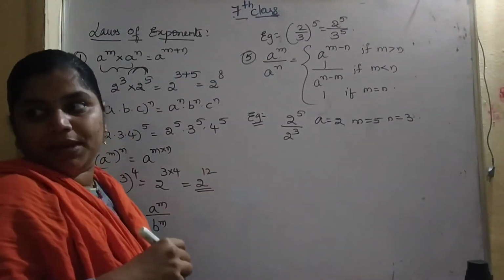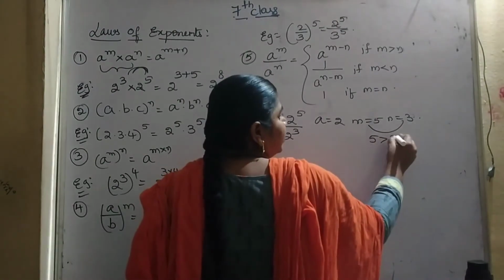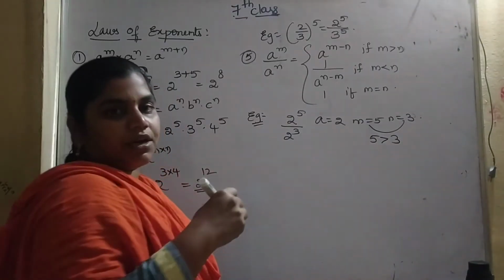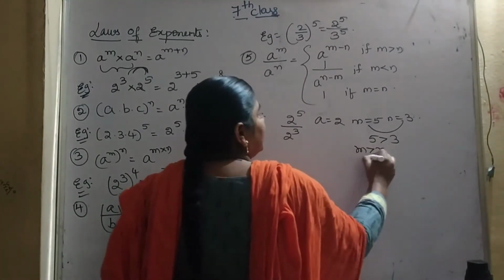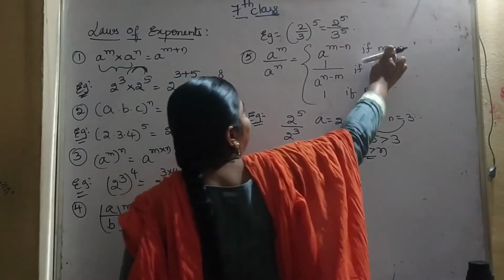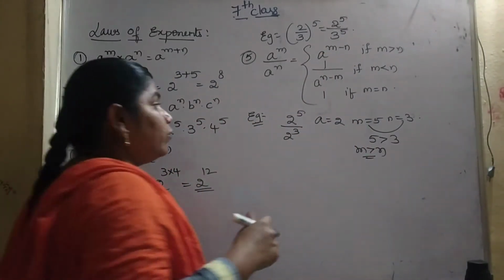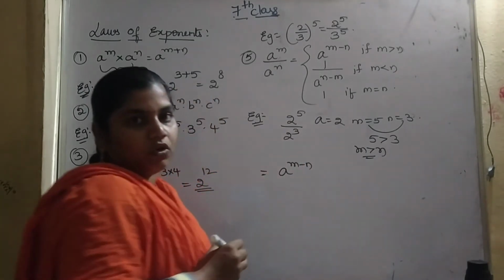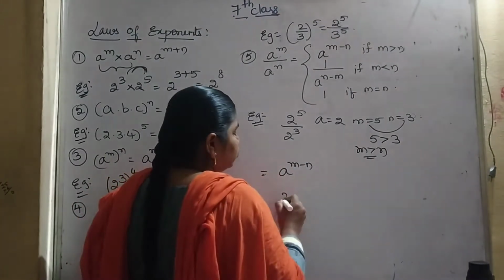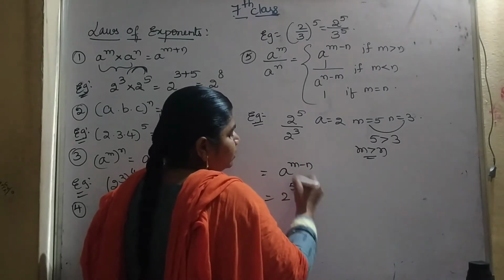Now if you compare this m and n, 5 is greater than 3. Is it right? So 5 is greater than 3. So we can tell that m value is greater than n value. Whenever the m value is greater than n value, we will apply the first condition. What is that? That is a power m minus n. So a value is 2, m value is 5, minus n value is 3.